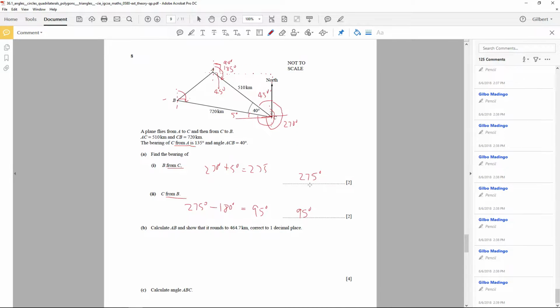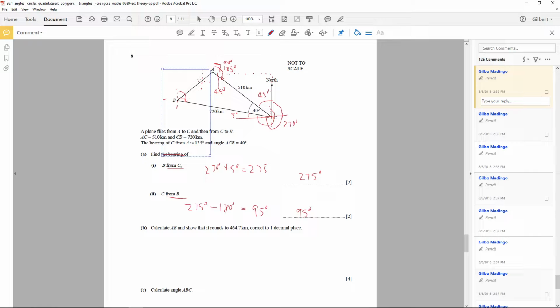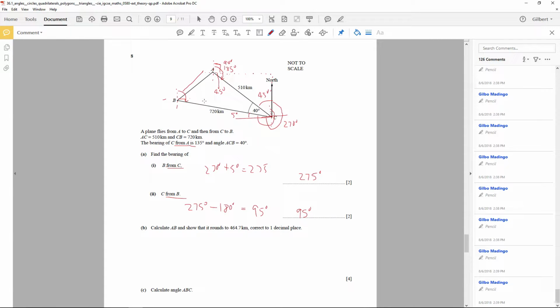Now calculate AB and show that it rounds to 464.7 correct to one decimal place. A to B is, they want to show that this is 464.7. To find this length here, we need to use our cosine rule. Now we will label this triangle as A, B, and C using our cosine rule.